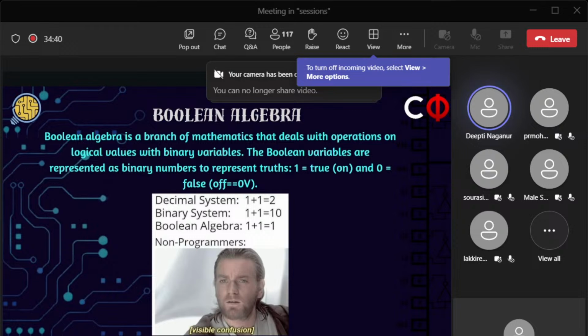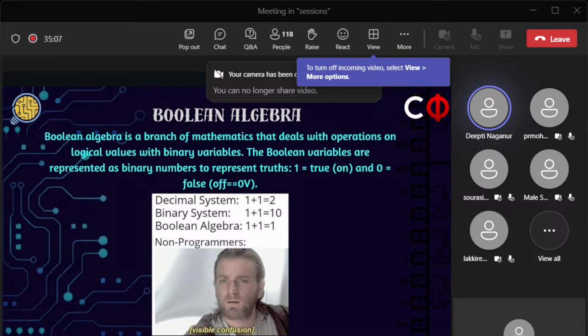Now we will come to Boolean algebra. What is Boolean algebra? Boolean algebra is a branch of mathematics that deals with operations on logical values with binary variables. The Boolean variables are represented as binary numbers to represent truths, that is 1 equals true or on, and 0 equals false, which is off, also same as 0 volt, not supplying volt.